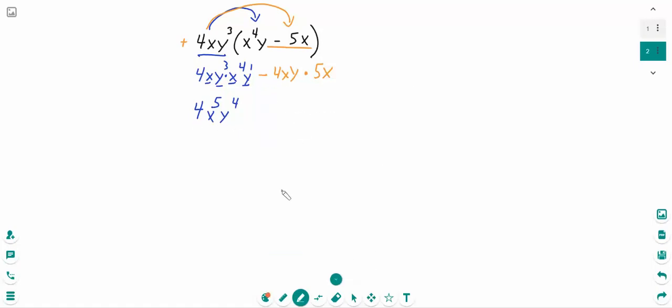So now I can go on to the next one here and go minus. Now here I have a 4 times a 5. Well, I can combine those. That's going to be 20. And then I've got an x times another x. Well, that's going to give me an x squared. And then I have a y. There aren't any other y's, so we just have a y. And we end up with 4x to the fifth, y to the fourth, minus 20x squared times y, right? And there's nothing else that we can do here. So that would be our solution for this problem.